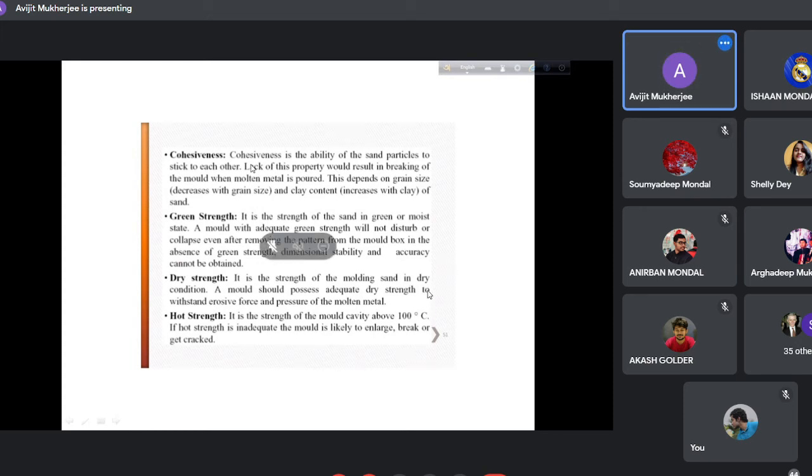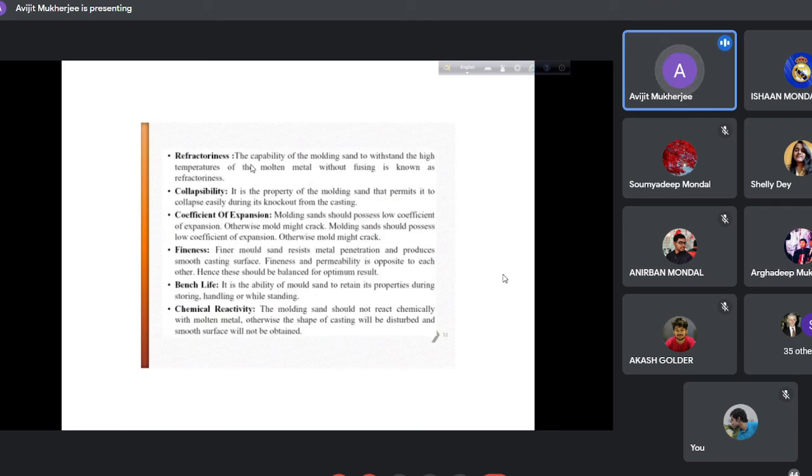And hot strength: the strength of the mold cavity at least at 100 degrees centigrade. When molten metal is poured at some very elevated temperature, the mold must withstand that heat. Getting that heat, the mold cavity may enlarge, break, or crack. But if the property known as hot strength is there, then those chances will be minimized. So it must withstand at least 100 degrees centigrade. That is the concept of hot strength.